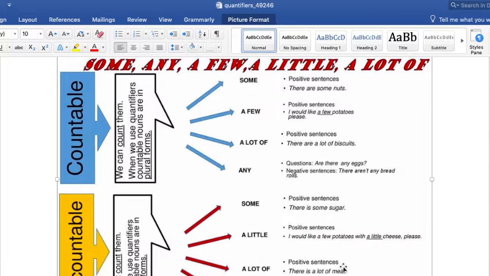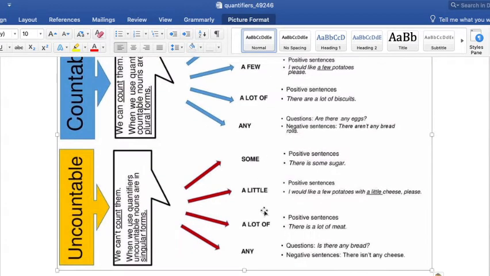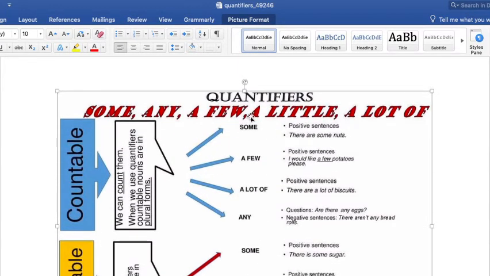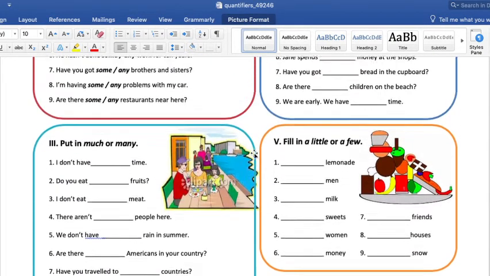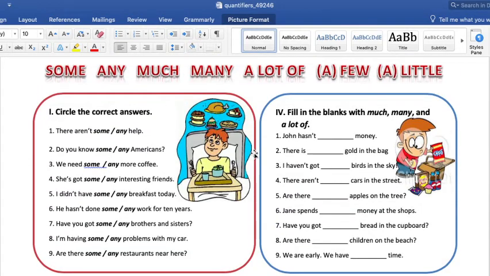So once you understand basically the use of these quantifiers, once you learn these, it's really easy to use them in a sentence, right? This is basically the explanation of these. If you have questions in regards to this one, I'll have a practice of the quantifiers.